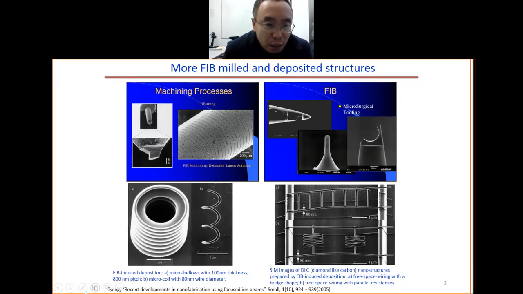This one is the ion beam induced deposition. So how to deposit some material, some shape like this? This one is also ion beam induced deposition. So the key is the diamonds, like carbon. You can also deposit some structure like this. So how to make those complicated 3D structures using ion beam or electron beam induced deposition?